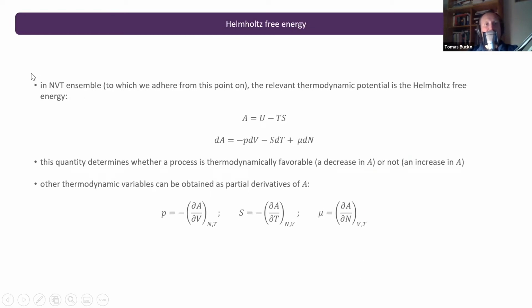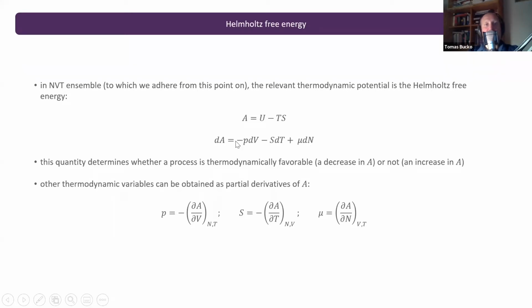All right, from this point on, I will adhere to the canonical ensemble. Many things I'm going to discuss could be generalized to the isobaric-isothermal ensemble as well, but I choose to discuss the canonical ensemble only. Within that ensemble, the relevant thermodynamic potential is Helmholtz free energy. It's defined like this: internal energy minus temperature times entropy. From this differential form you see that the natural variables of Helmholtz free energy are volume, temperature, and number of particles, hence NVT.